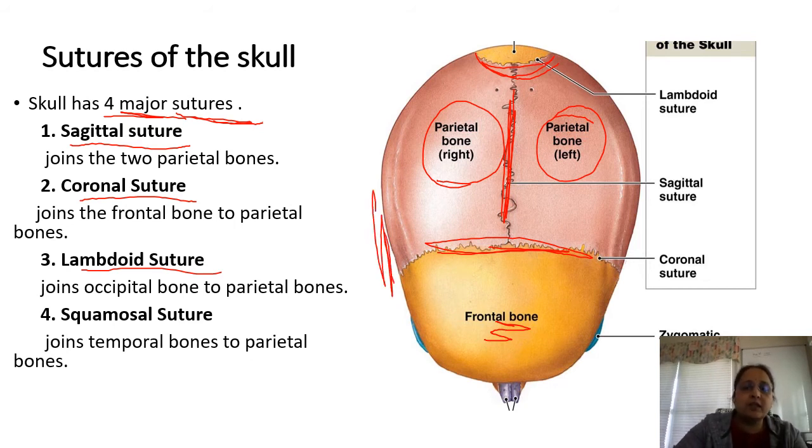And the one that you cannot see in this picture is the squamosal, that is joining the temporal bones that are on the side wall to the parietal bones. That is called squamosal.